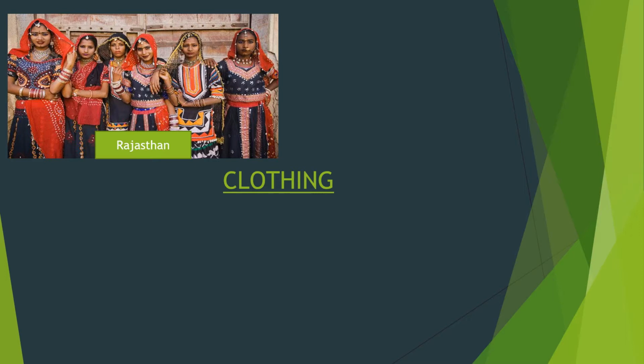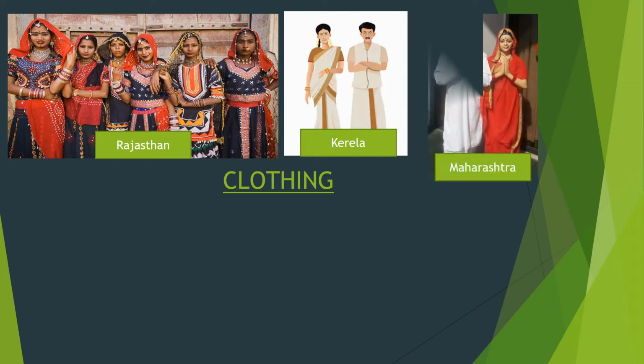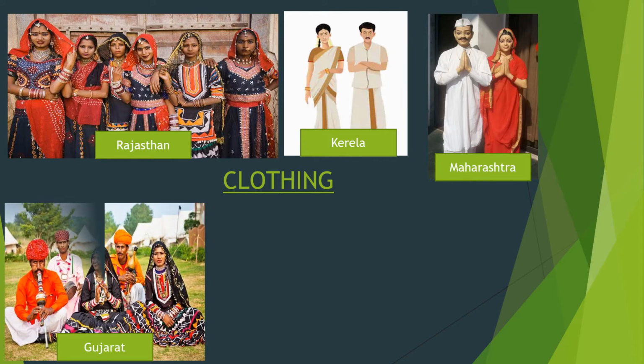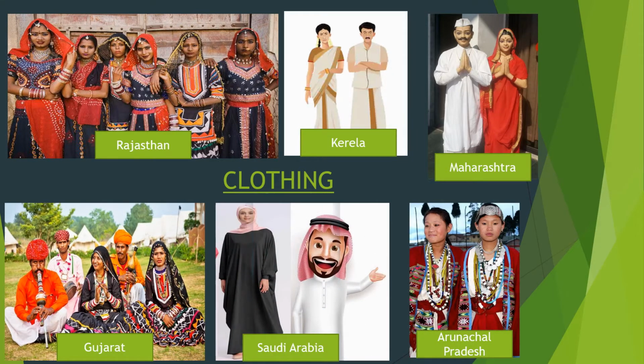Well, next to that is a couple wearing a South Indian outfit. And also you can see the traditional dress of Maharashtra state and Gujarat, as well as Arunachal Pradesh and Saudi Arabia. Why again is there differences in clothing of people? Well, the answer is again the same. It is because of their region.